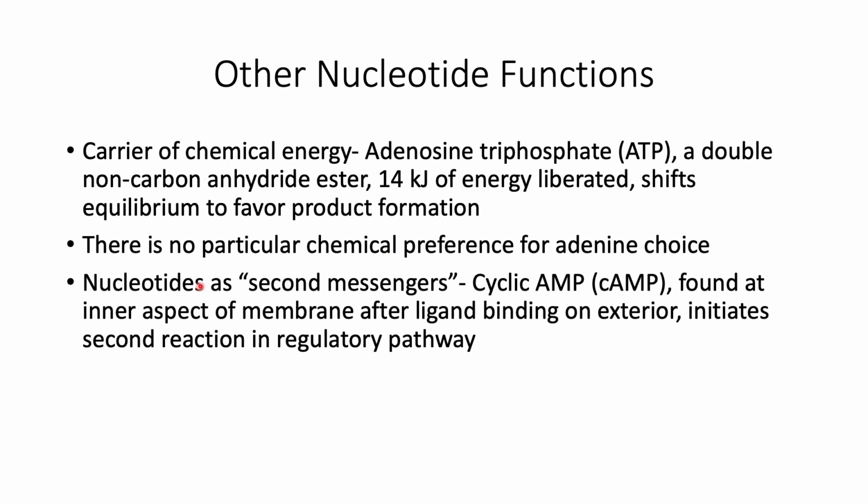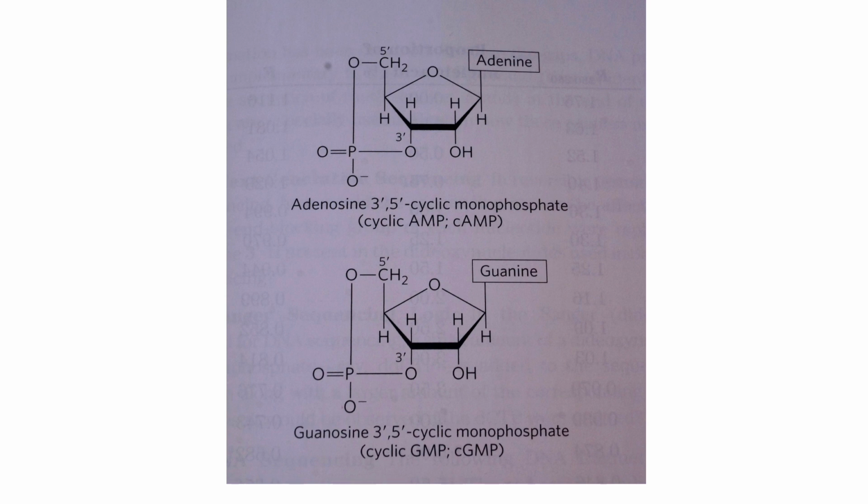Also, nucleotides can be chemical or second messengers. Cyclic AMP is one example. It's found at the inner aspect of a membrane after ligand binding, and this chemical messenger, cyclic AMP, initiates the next reaction in the regulatory pathway. So much of the metabolic apparatus of the organism is really dependent on the initial release of cyclic AMP upon binding of a ligand to the membrane.